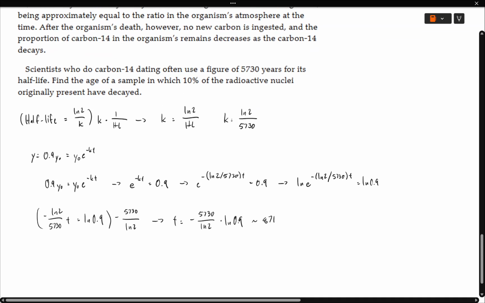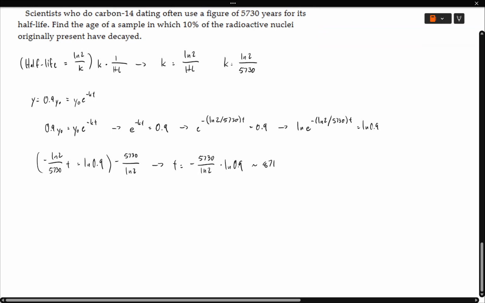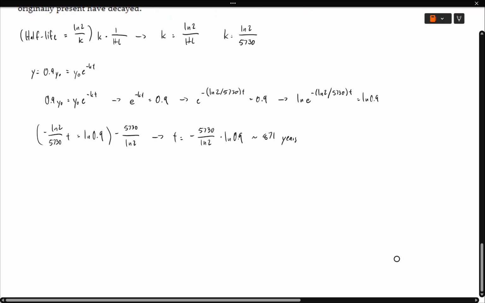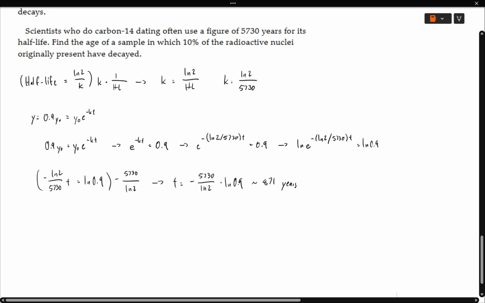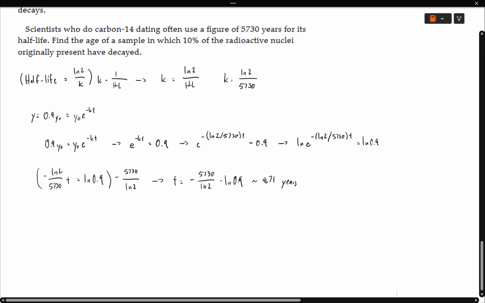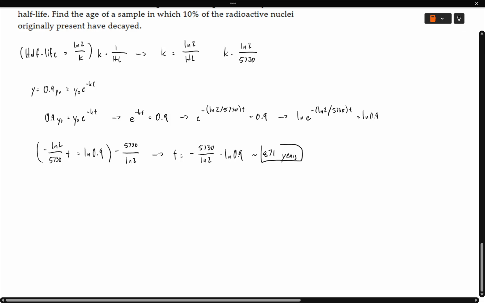And so 5730 is in years, so this means 871 years is the age at which 10% of the nuclei have decayed.